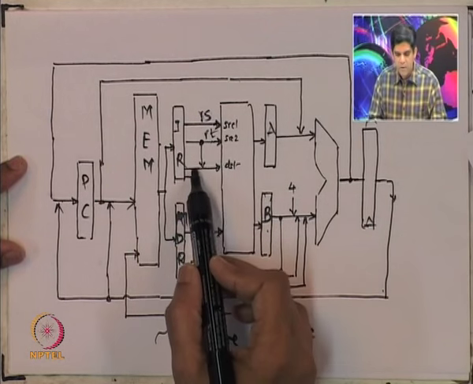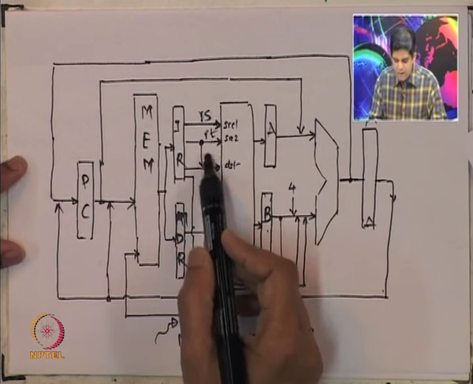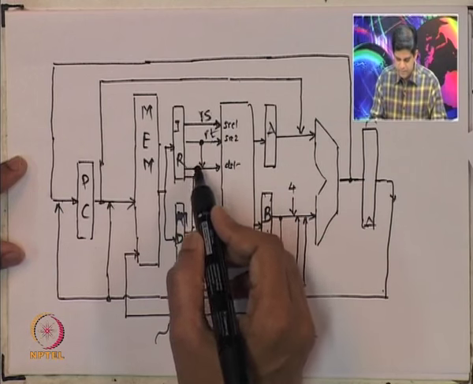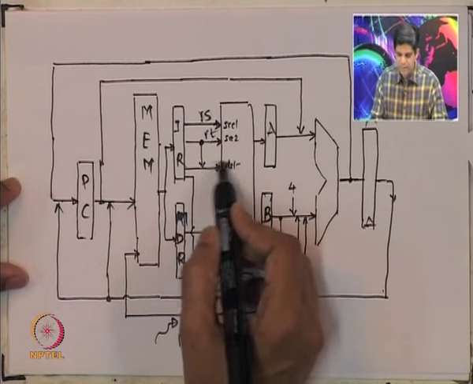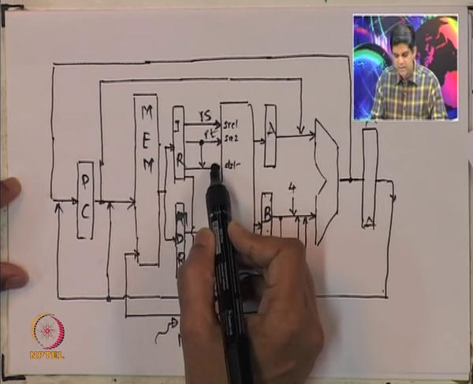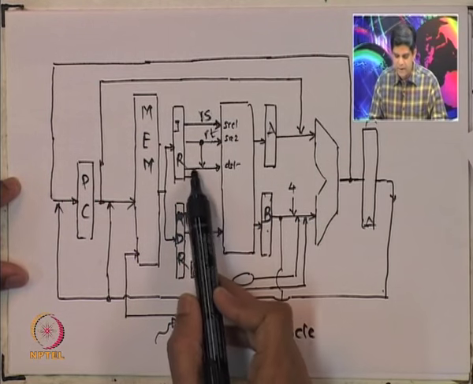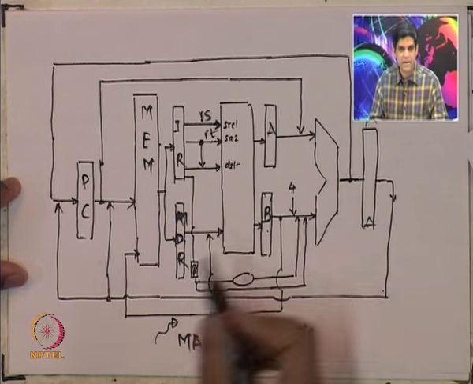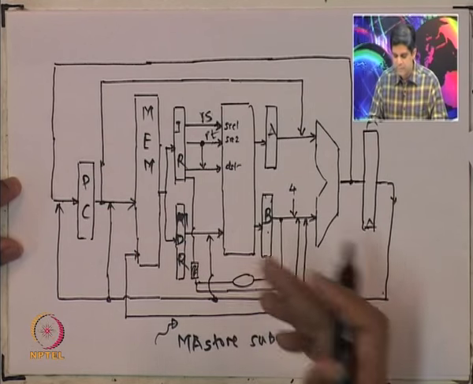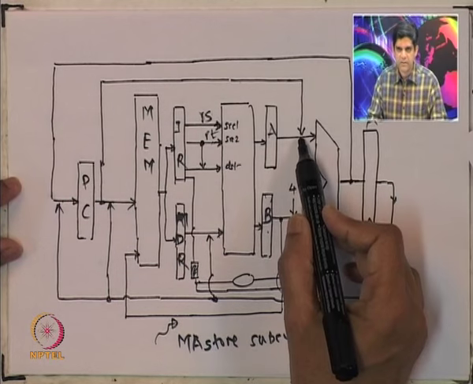Whether the destination register address should come from the RD field or from the RT field. This line corresponds to the 5 bit RD field of the instruction register, and these 5 bits correspond to the RT field. So, the destination can sometimes be provided by the RD field or sometimes by the RT field. Again, you can quickly think about when these different things will happen. We will come to those examples again. There is one more multiplexer over here.